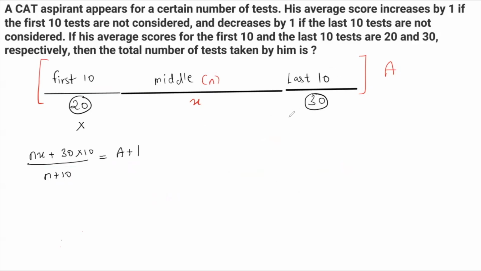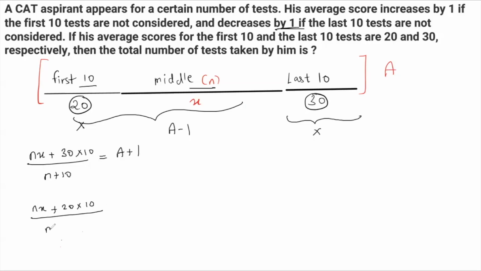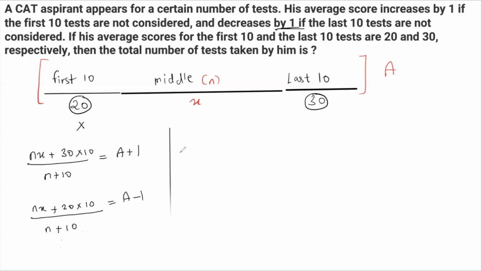And similarly, when the last 10 tests are not considered, the average score of the first 10 and the middle n combined is decreasing by 1. So it is 1 less than A, or the average score of these tests is A minus 1. Once again, using the concept of weighted average, we can write n into x plus 20 into 10 divided by n plus 10 will be equal to A minus 1. Right? The next part is we have to simplify these two equations and figure out the value of n from this. Right?